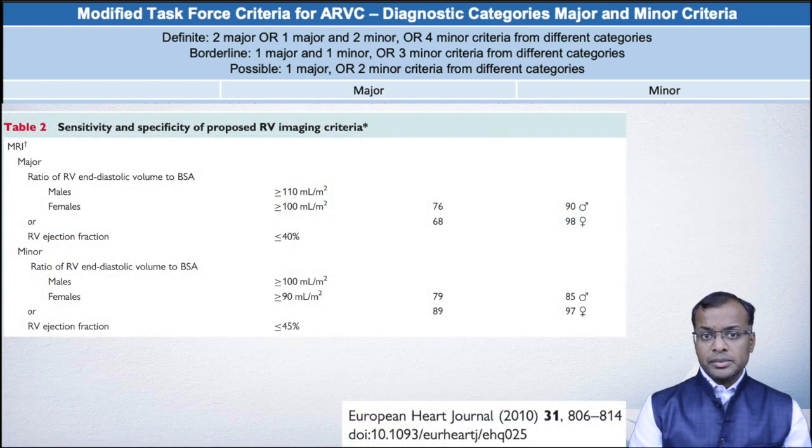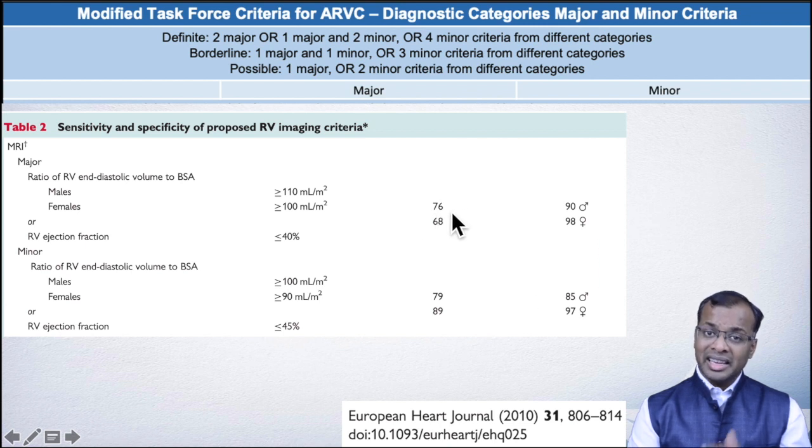These criteria were established, and the accuracy, the sensitivity and specificity of different parameters were looked at, and one could clearly see that the sensitivity is in the mid-70s while the specificity is very, very high. For example, if you look at the male for a major criterion, the specificity is up to 90%, and in females it's as high as 98%. So these are very, very robust criteria when it comes to diagnosing ARVC.